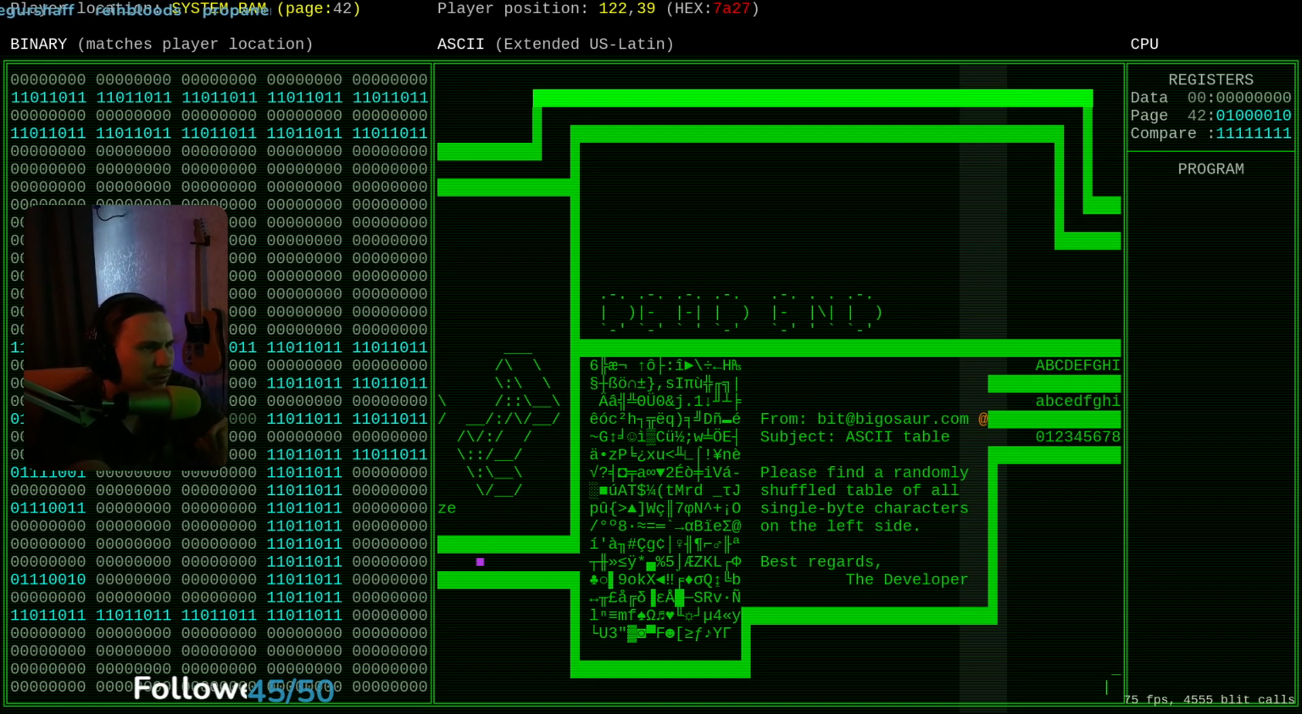Bigastar.com, subject: AC table. Please find a randomly shuffled table of all single byte characters on the left side. Best regards, the developer.